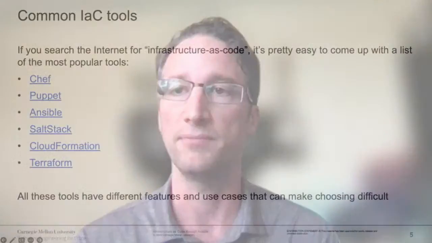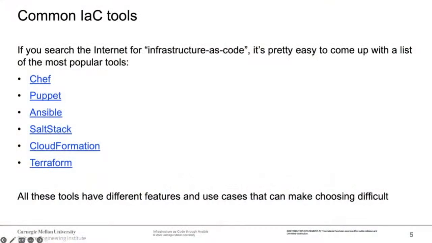Infrastructure as code, there's a wide landscape of tools now, and it's pretty easy to come up with a list of what the most popular ones are. So it's things like Chef, Puppet, Ansible, SaltStack, CloudFormation, and Terraform are some of the bigger players in this space. Some of these have fallen off in popularity as time has gone by, but these are still some of the biggest players. And each of these tools has different features, different use cases that they were designed for, which can make choosing them a little bit difficult.